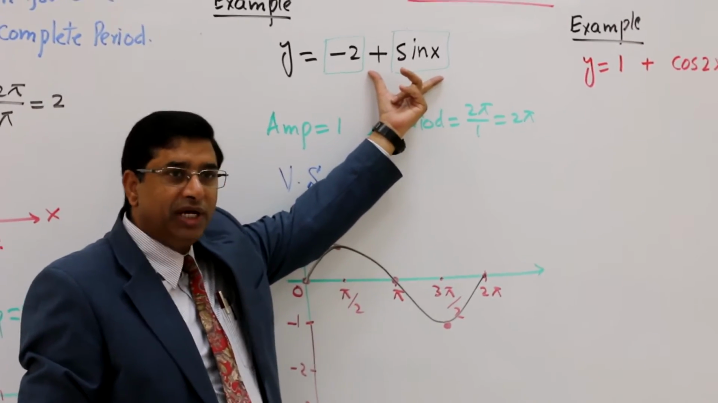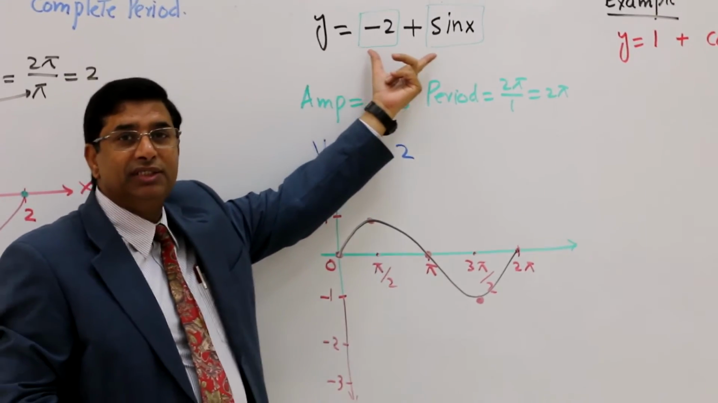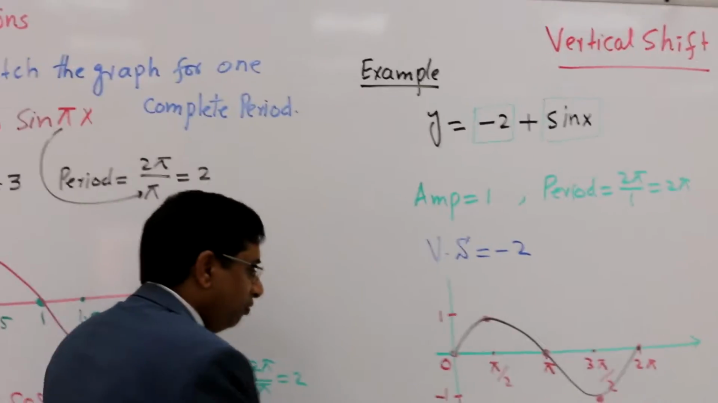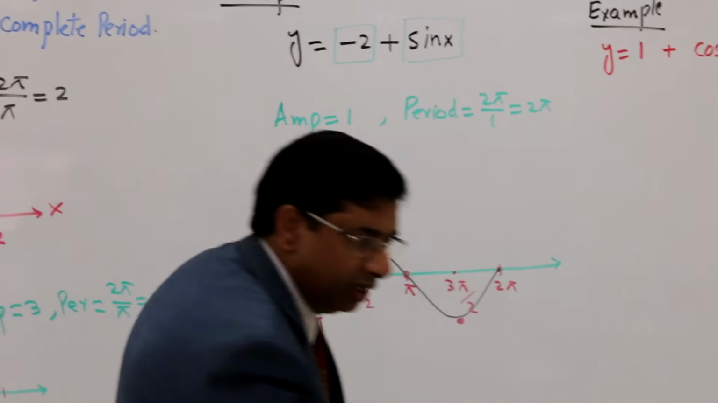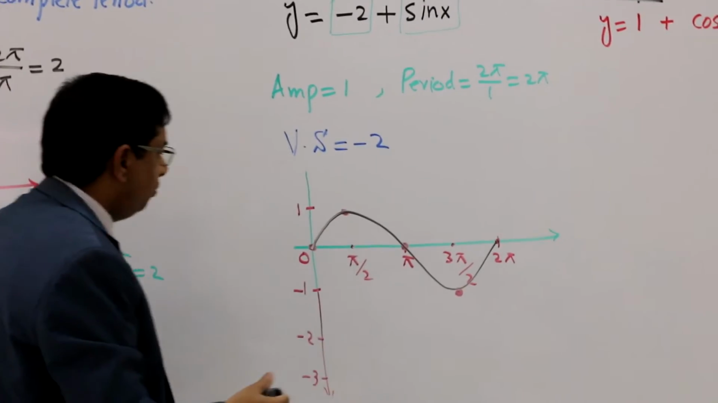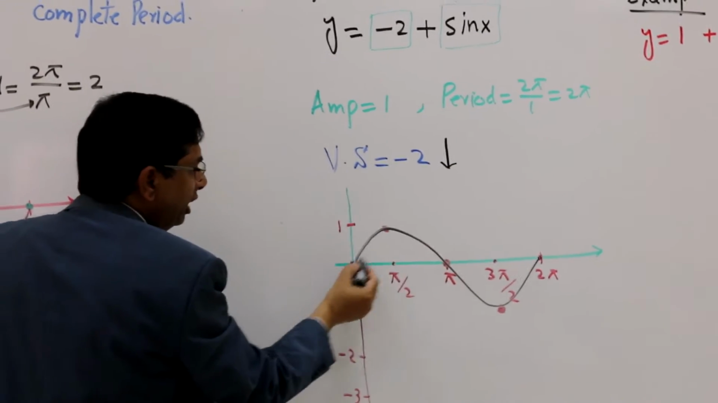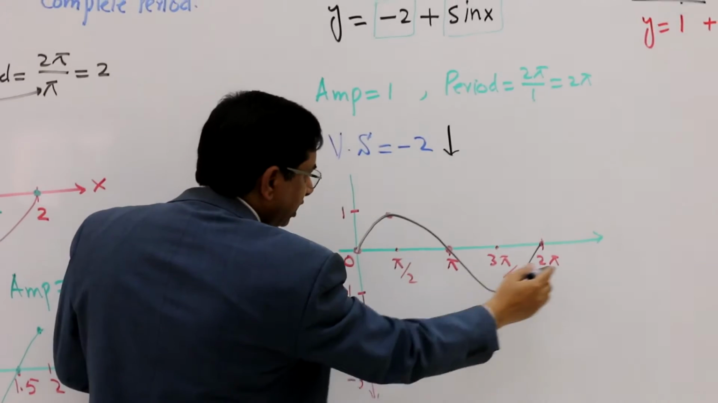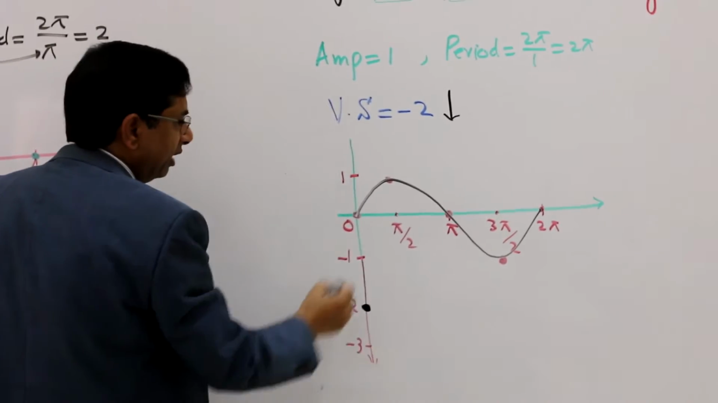And we need to draw the graph for y equals minus 2 plus sine x. For this, we need to move each point down. This one, how many steps? 2 steps down. Look at only these main points you are moving. If there are lines, it will be easier for you. Look at it, 1, 2. This point will be here.